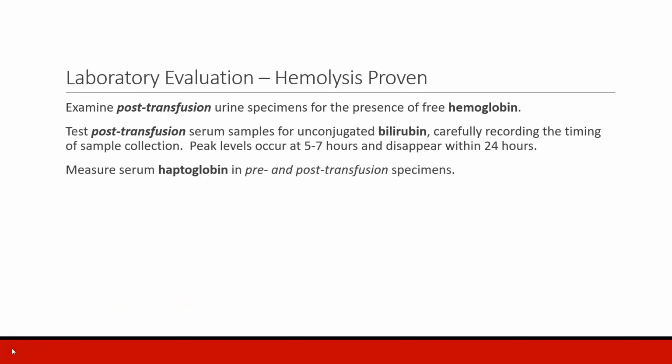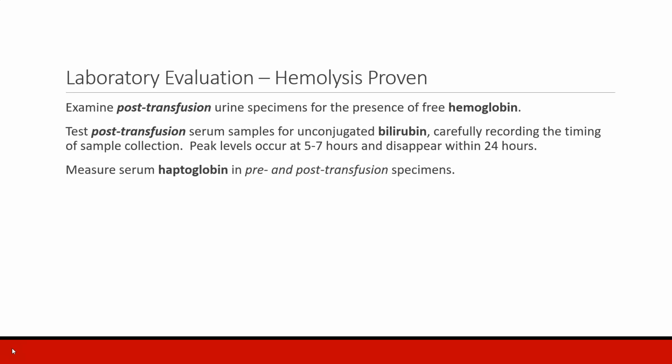Once hemolysis is proven, you want to examine the post-transfusion urine specimens for the presence of free hemoglobin. Once hemoglobin exceeds the reabsorption capacity of the kidneys, it will be found in the urine. Test post-transfusion serum samples for unconjugated bilirubin, carefully recording the timing of sample collection. The peak levels occur about 5 to 7 hours after transfusion and disappear within 24 hours.